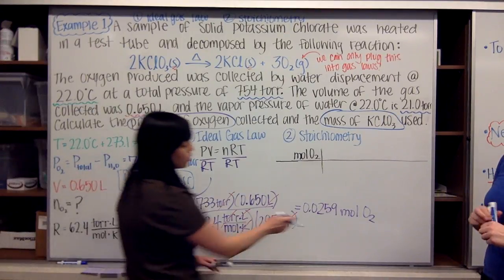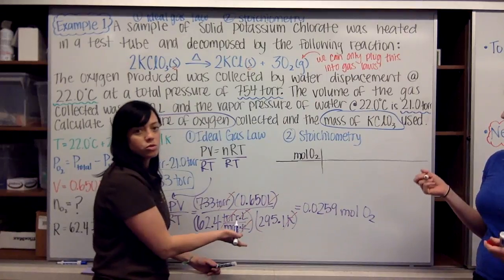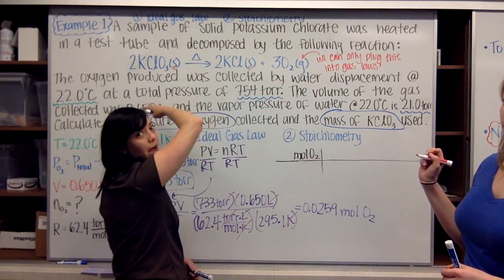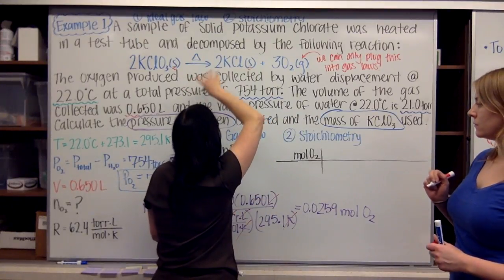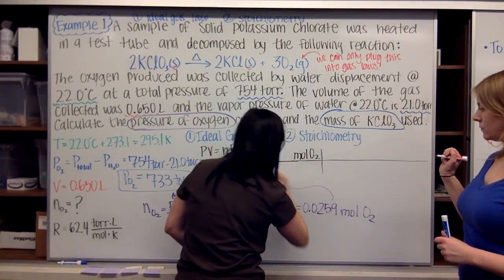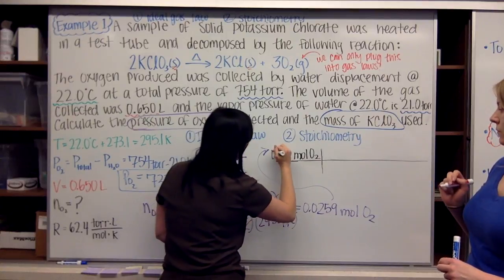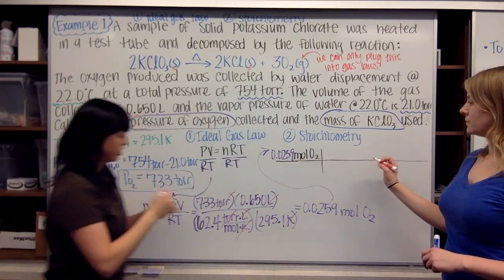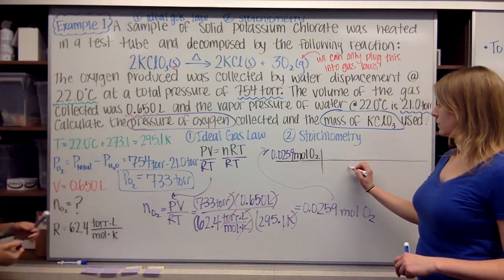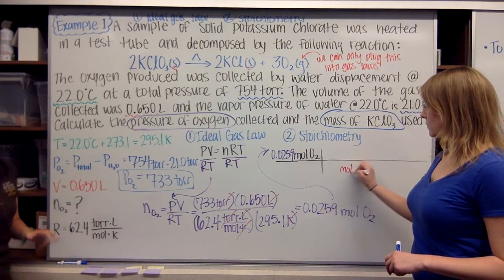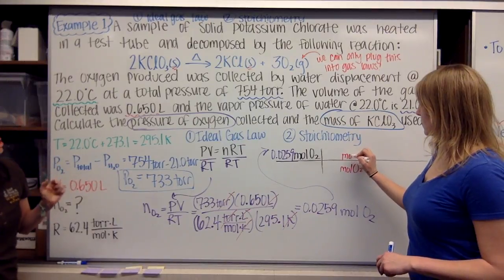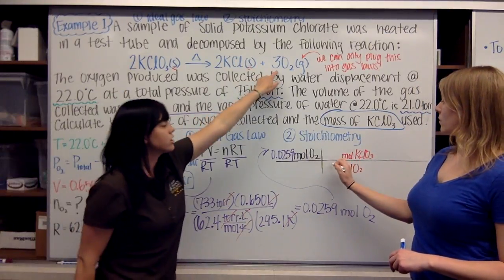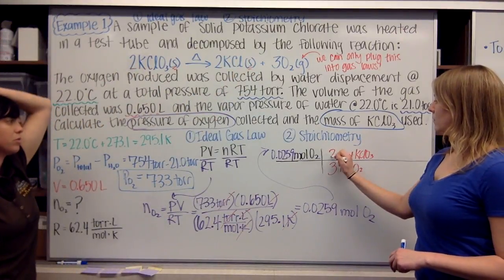Now, all I got to do is figure out, so now I know how many moles of oxygen were produced, which, using our stoichiometry skills, we can work backwards to figure out how much potassium chlorate broke down. So I'm going to go ahead and put this right here, 0.0259 moles of oxygen. I'm going to change that moles of oxygen to moles of potassium chlorate using my mole-to-mole ratio. My mole-to-mole ratio is for every 3 moles of oxygen, I have 2 moles of potassium chlorate.